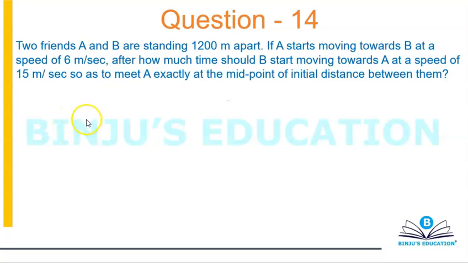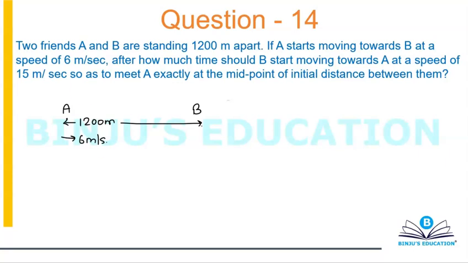Question number 14. So there are two friends A and B, and they are basically 1200 meters apart. If A starts moving towards B at a speed of 6 meters per second, after how much time should B start moving towards A at a speed of 15 meters per second so as to meet exactly at the midpoint of the initial distance between them?